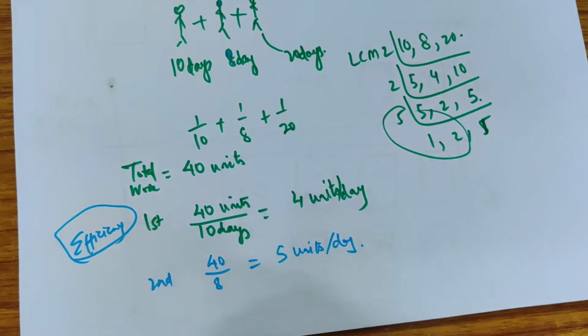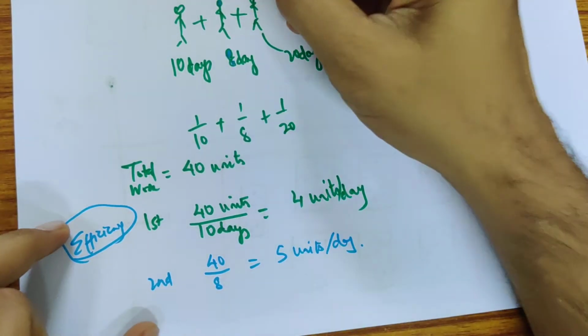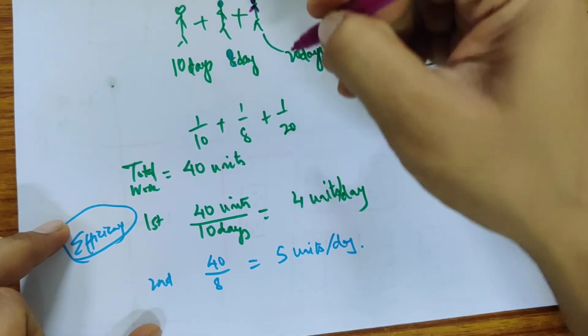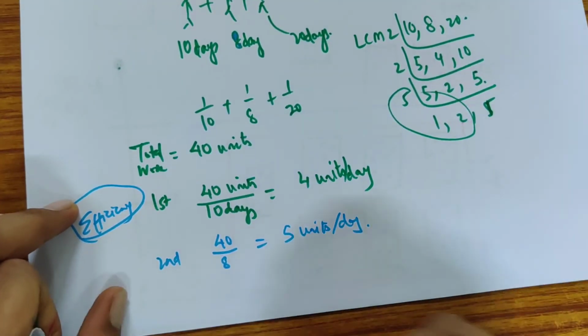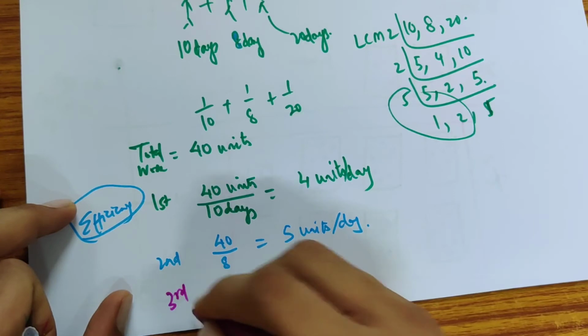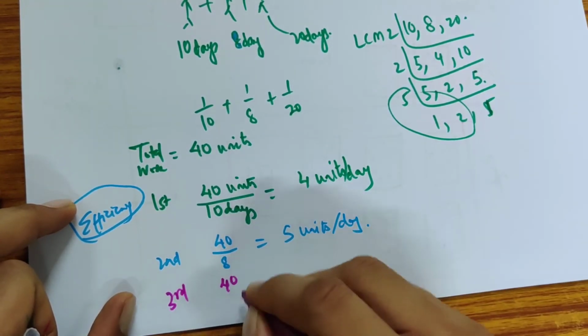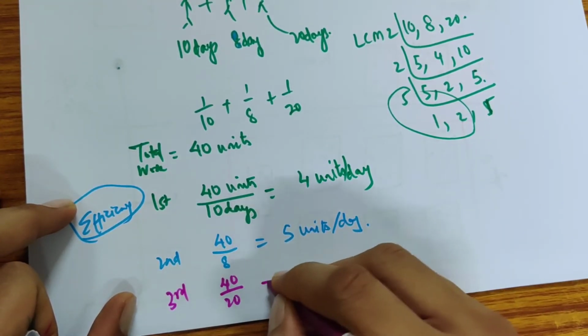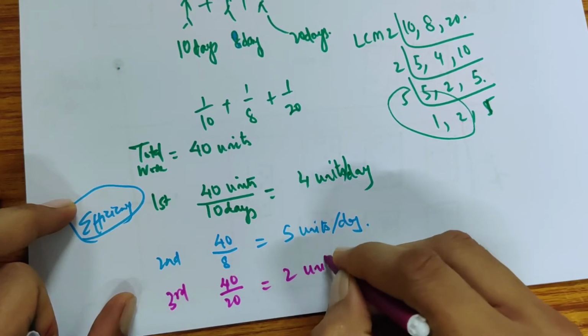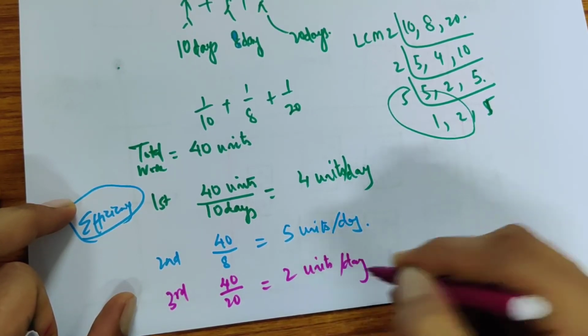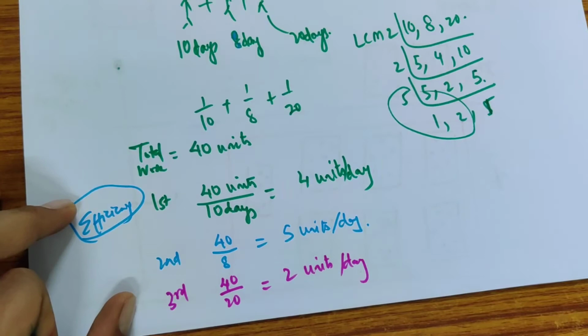And then we have a third person. This third person is rather colorful. He's very busy doing many other things. That's why he takes 20 days. So for the third person, the same 40 units of work divided by 20 days. This person gets 2 units of work done per day. Certainly seems part-time, right? Okay, so there you go. This is what you have.